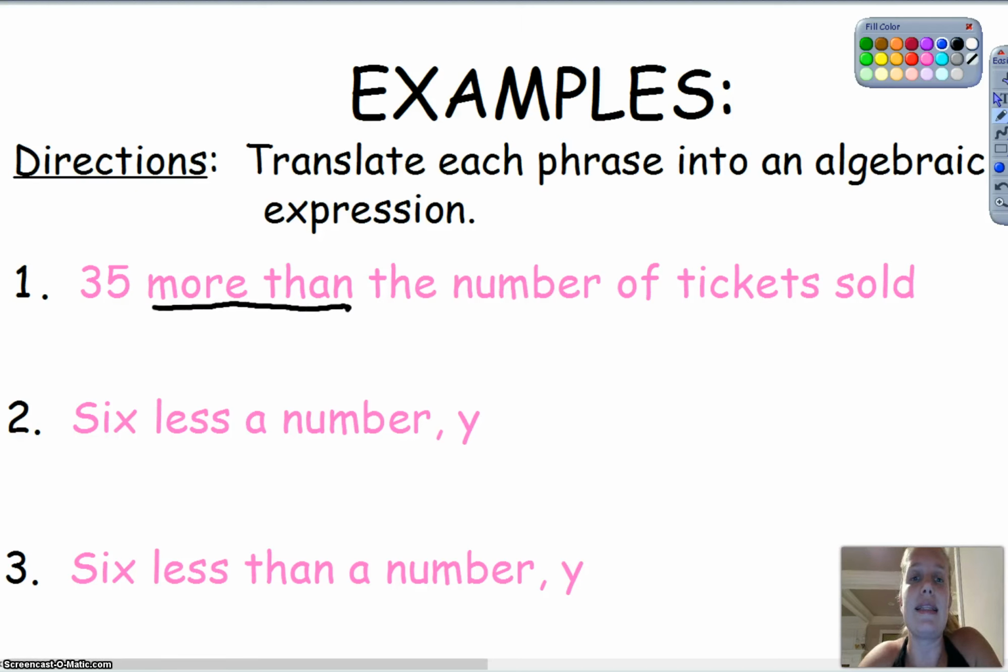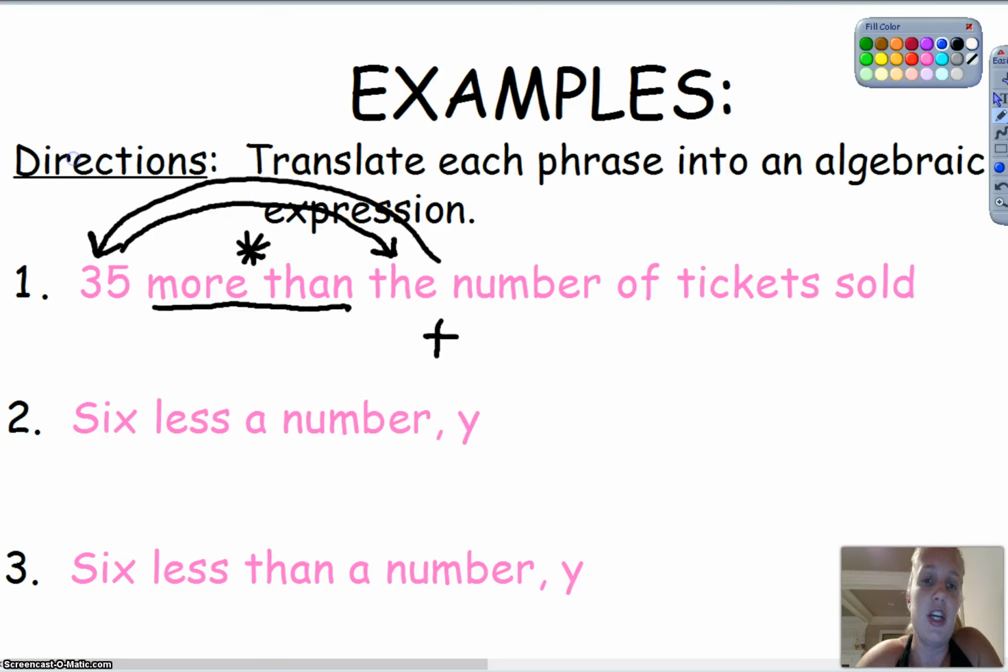And more than and less than, you should have a star next to or kind of flag that in your head, because more than and less than will switch the order. More than means plus, less than means minus. But more than, so I'm going to see the plus sign. But what I mean by switch the order is that the 35 is going to go after it, and the number of tickets sold is going to go on the other side over here. So to write the number of tickets sold, I'm going to use N for the number of tickets sold plus 35.